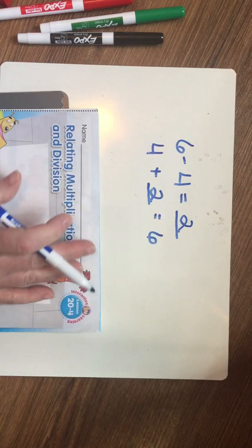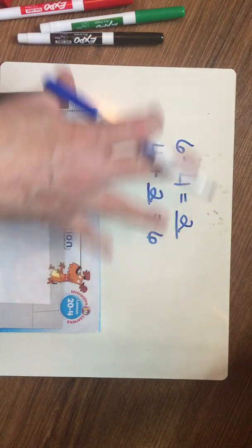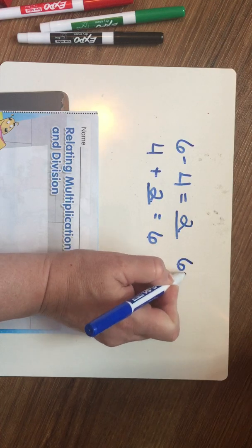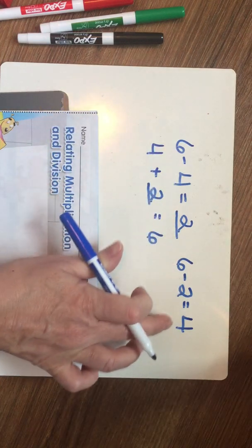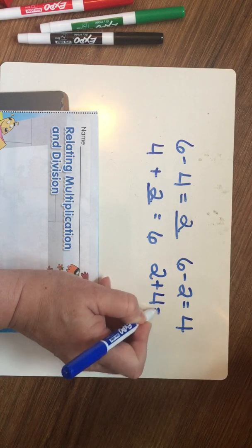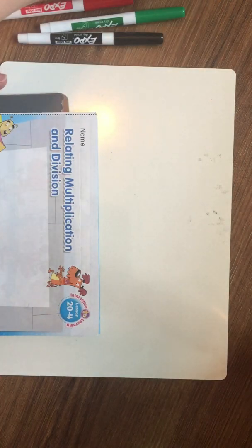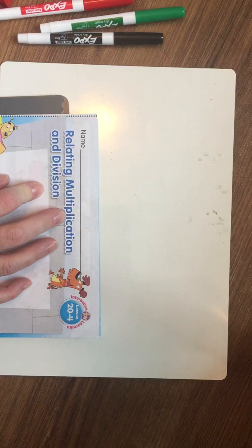These are our fact families. We've been reviewing this all year. And we know we can mix around the same numbers to get all the same answers. So I can also do 6 take away 2 is 4. See all my same numbers. I can also do 2 plus 4 equals 6. These are our fact families. We've spent a lot of time doing these, and now we're going to see how I can relate multiplication and division and how they are fact families.